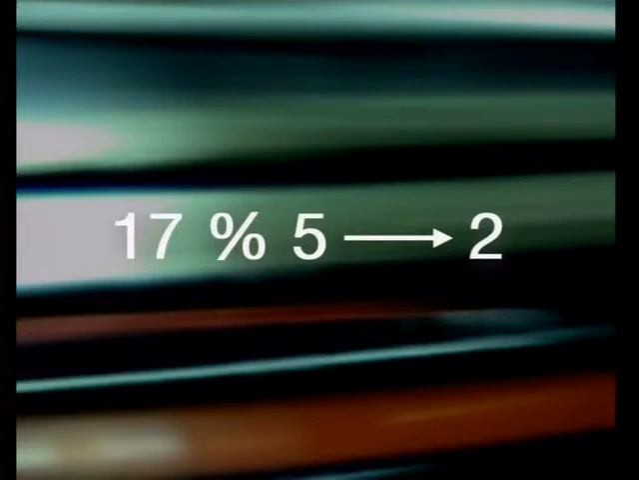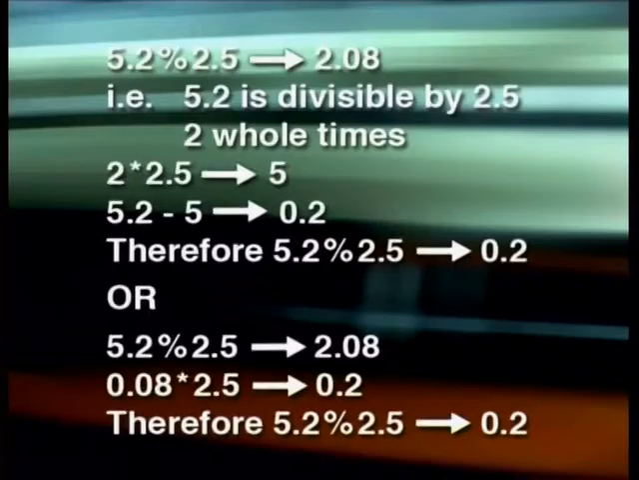When we use floating point arithmetic, we divide the first operand by the second to find out how many whole number of times the first operand is divisible by the second. For example, let's take 5.2 mod 2.5. We know that 2.5 goes into 5 exactly 2 times.